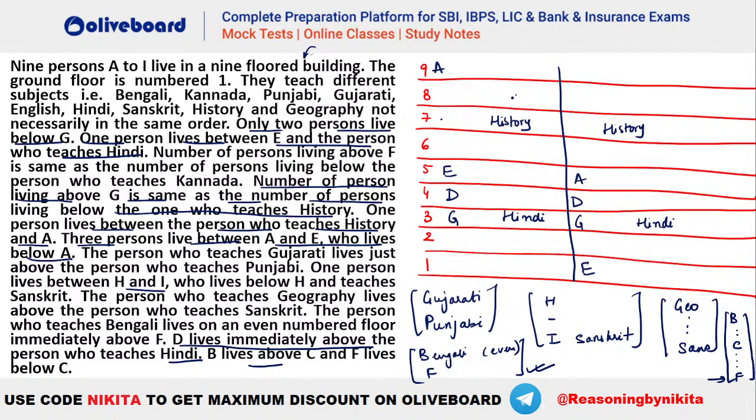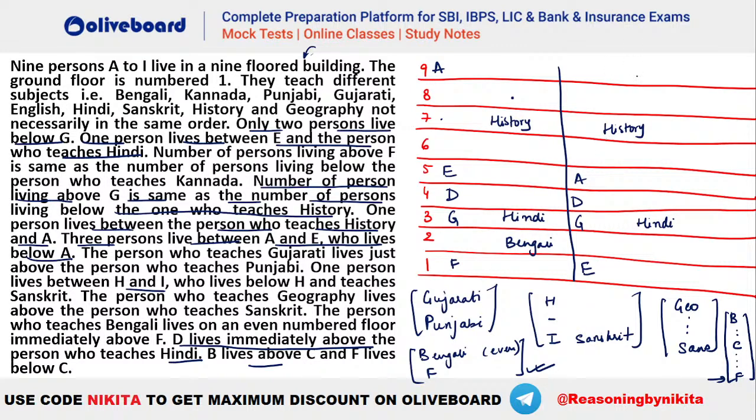That means this Bengali cannot be 8th. Bengali at 6th, not possible, because else F cannot be placed. Bengali at 4, not possible. So you can see the only possibility will be here that this is your Bengali and this is your F. Okay, so we have placed your Bengali and F.